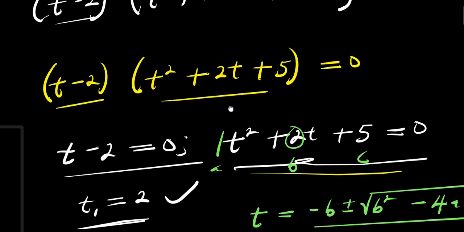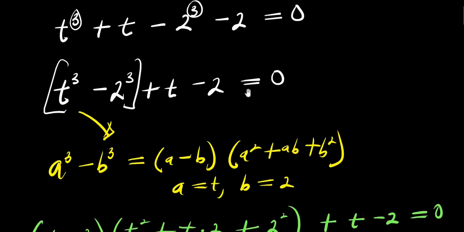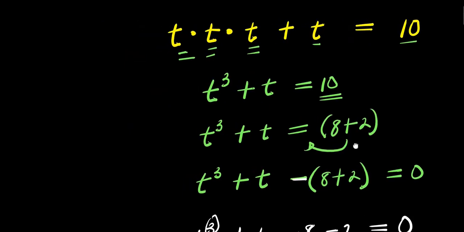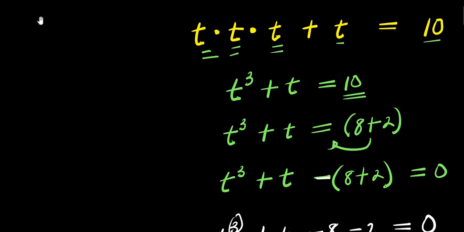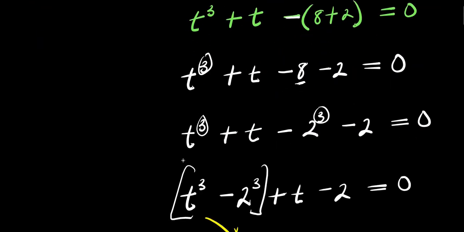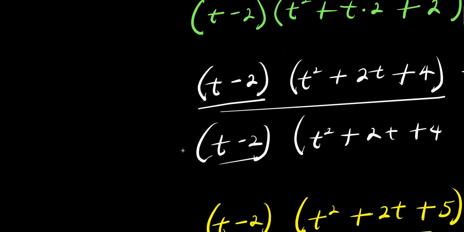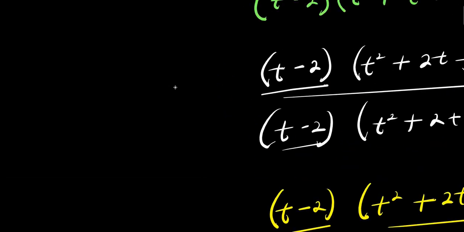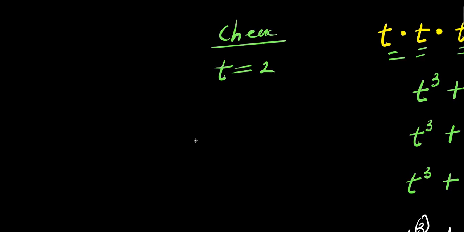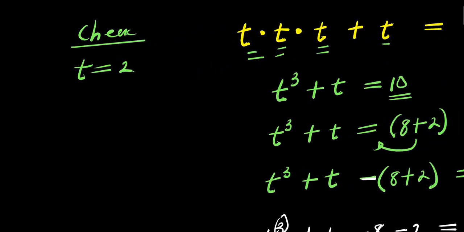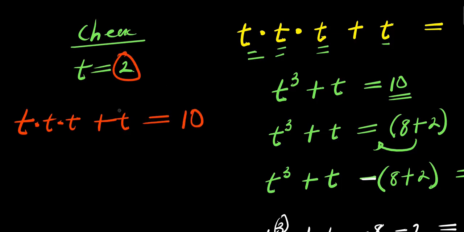And what we are going to do will be to check if it's going to satisfy this particular equation. So we are going to check using t equals 2. Let me check if that's our real solution or negative 2. Okay, our real solution is 2. So we are going to check using t equals 2. Then the question remains, that is t times t times t plus t is equal to 10. We substitute 2 for t.